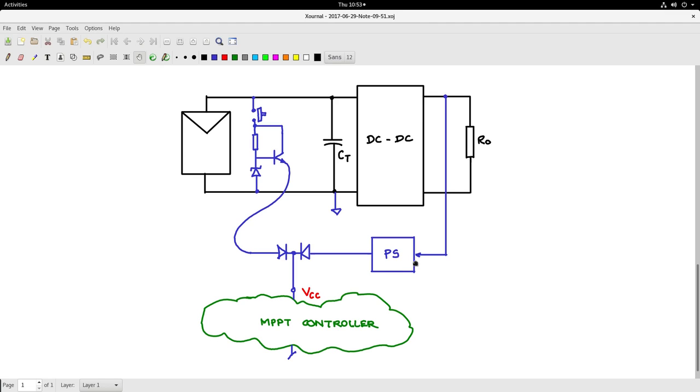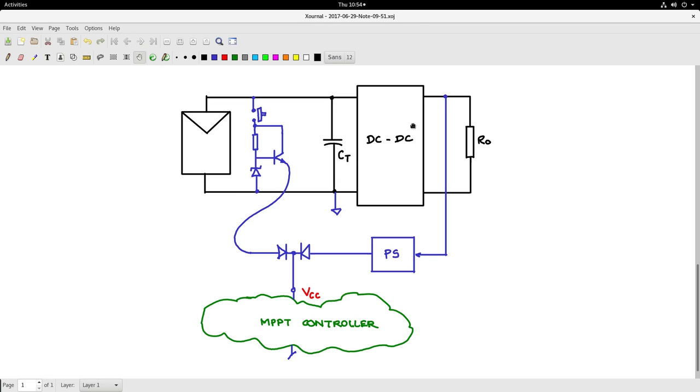The cost of this power supply and all this MPPT controller algorithm should not be prohibitively high. It should not be much higher than your main DC-DC converter and R0. So then again, it is not meaningful to have an MPPT tracker.